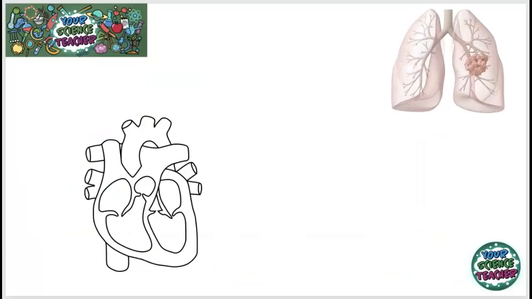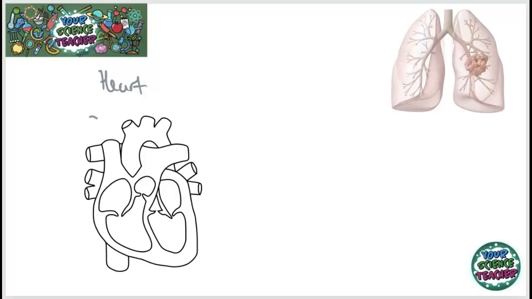We're now going to look at two human organs, and the first one we're going to look at is the heart. And the heart is quite special because it pumps the blood all around our body, and in humans we have what is called a double circulatory system. This means that the blood enters the heart twice in one full loop.